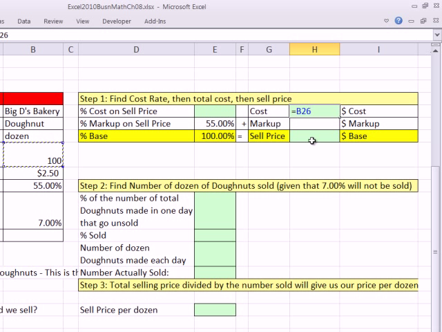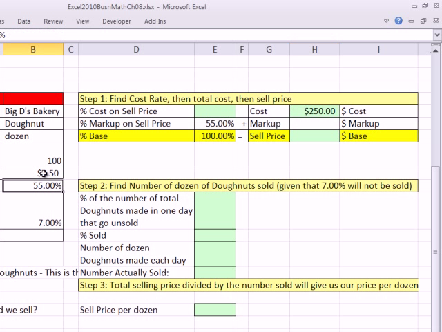I'm going to use my rule, even though I'm not going to run into a rounding problem here. The rule is when we're multiplying and dividing decimals and we're required to round, we're going to use the round function. 100 dozen times $2.50. All right, so there's our total.